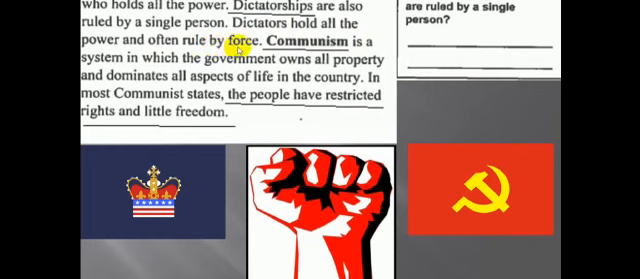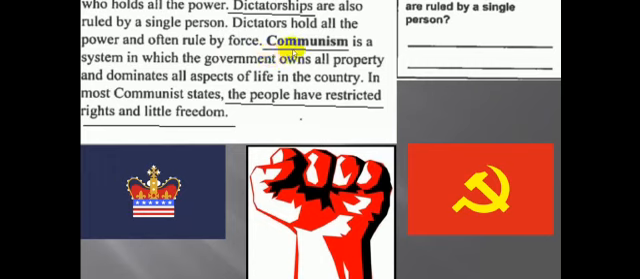So in dictatorship, there is also one single person. He is not a king, he is not a queen, he's a normal person, but this person, for example, is very strong. He has maybe a very strong army. And he holds all the power alone, and he rules by force. He forces people to obey him.